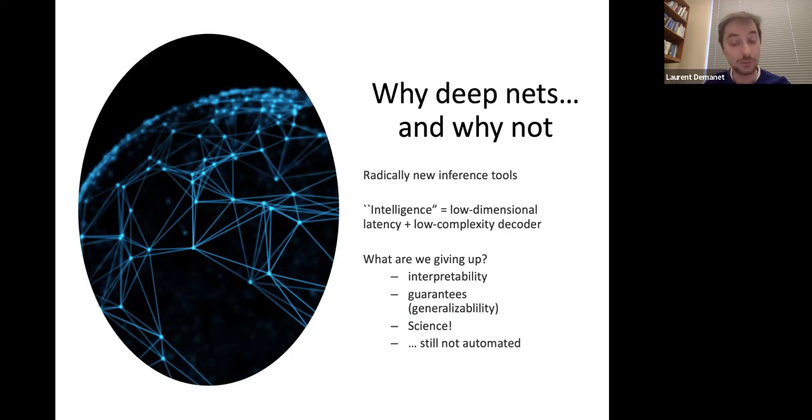And we are giving up a few things when we switch to deep nets instead of traditional, let's say, imaging methods. Interpretability is one of them. Guarantees is another one. We're trying to make inroads, but the question is wide open. And we also don't know if we are actually doing science anymore. This is engineering. We're not doing the scientific method here.